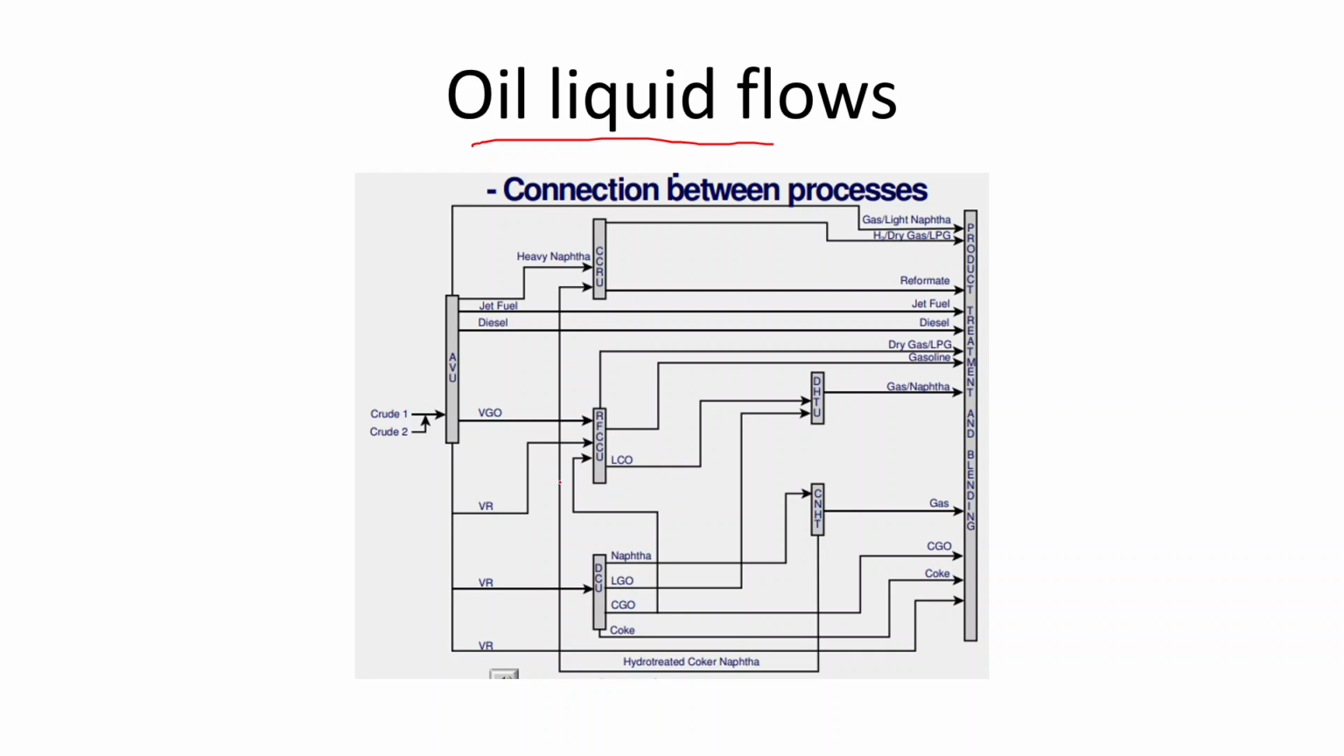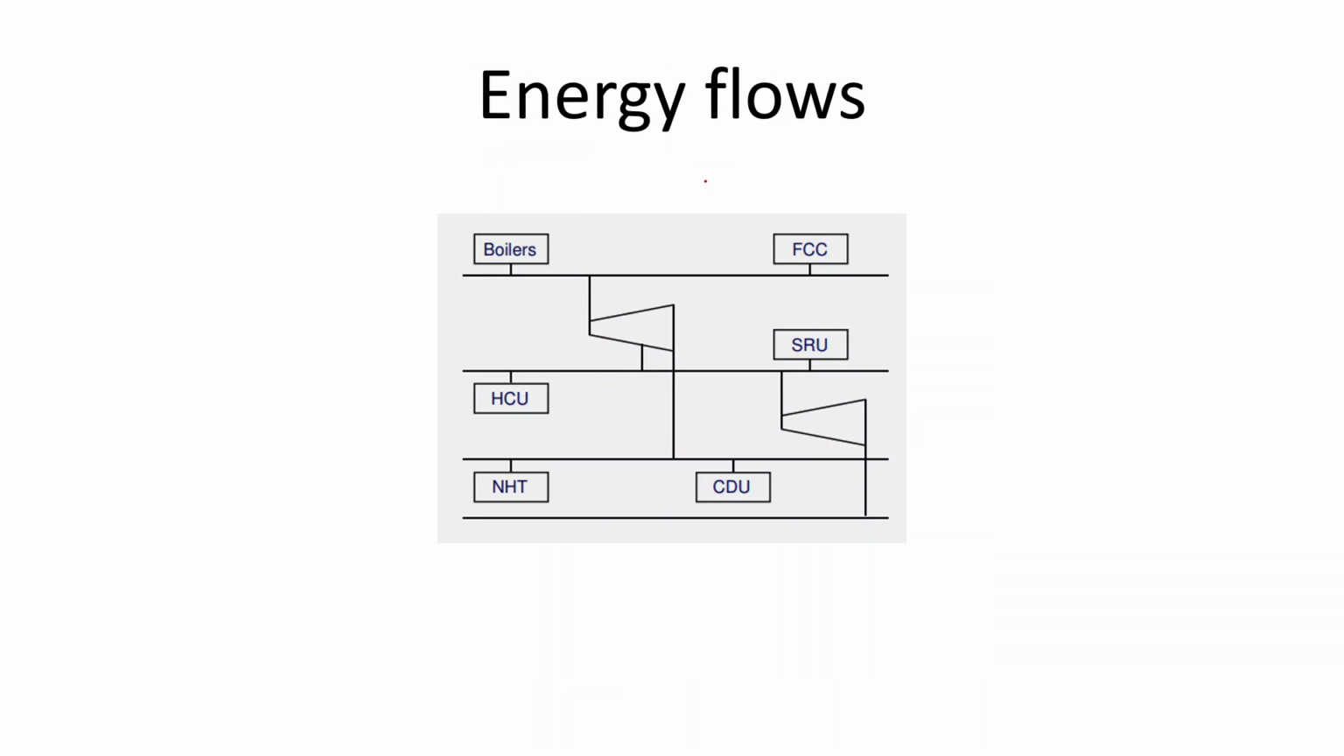So you have these oil flow streams going through in refineries and also in your mine and in your chemical plants. And then you also have what they call an energy flow.